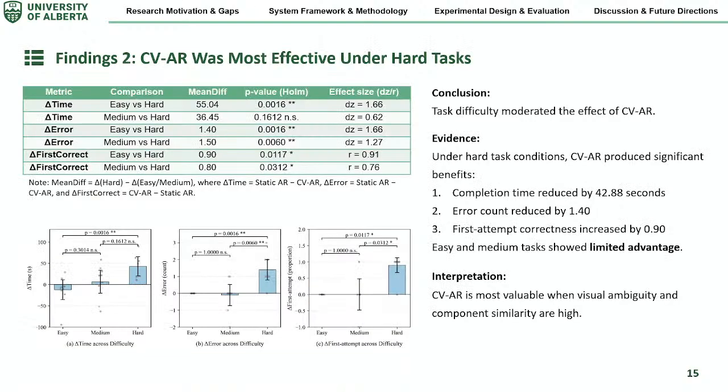And the second finding is that CVAR was the most effective under the hard task. As you can see, the evidence is here. Under the hard task conditions, CVAR produced significant benefits, which you can see here: the completion time, error count, and first attempt correctness all have significantly improved results. This kind of pattern cannot be found when we compare the easy and medium tasks. So we can interpret that CVAR is most valuable when visual ambiguity and component similarity are high.